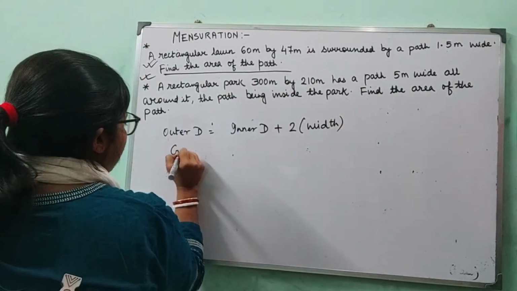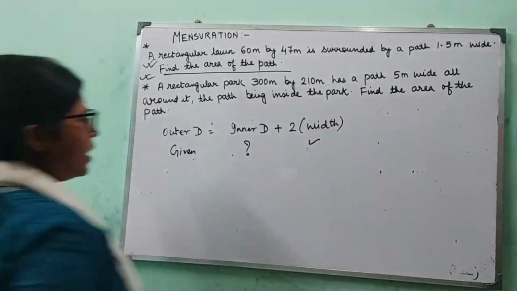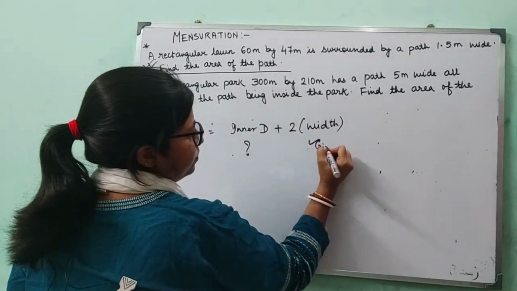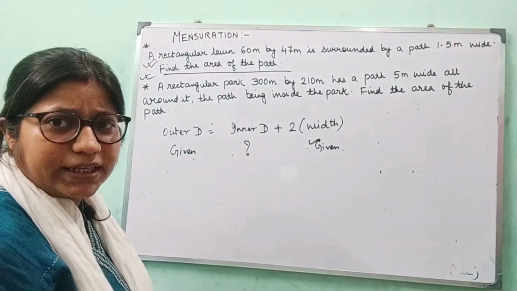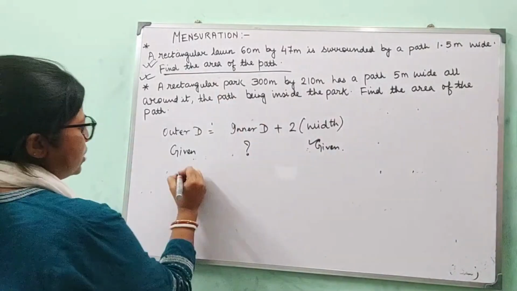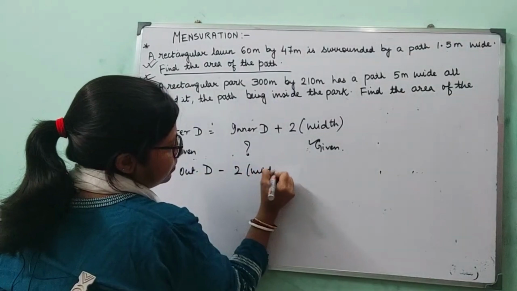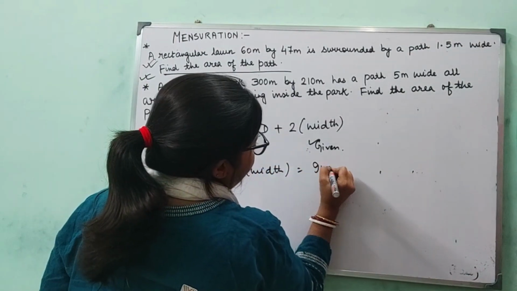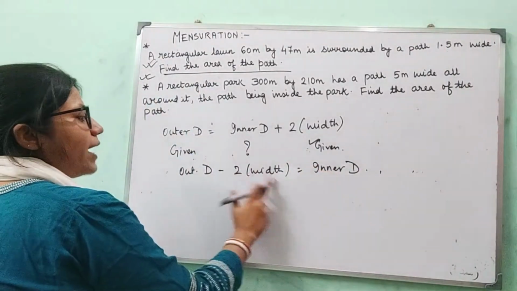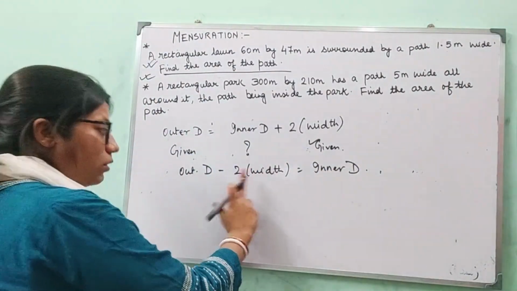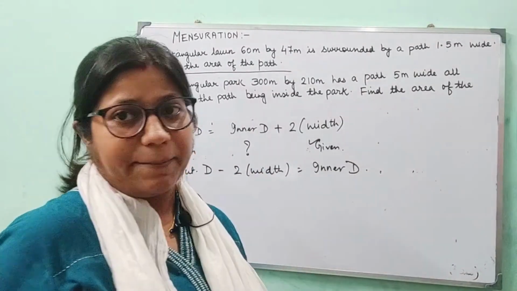So this is given to me, this is the question mark, and I know the width. So how am I going to find the inner dimensions? You make inner dimensions the subject. So outer dimensions minus 2 times the width will give me the inner dimensions. To find the inner dimensions, we subtract twice the width from the outer dimensions.